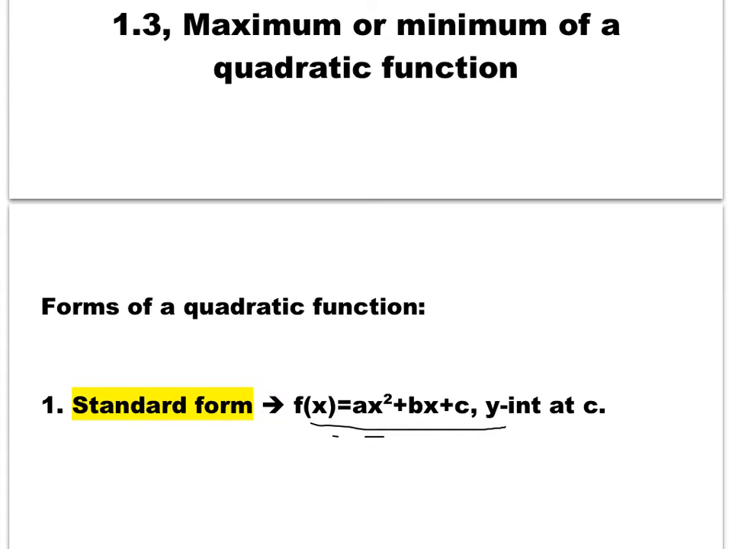Now the advantage of standard form, as we said before, is the y-intercept, which is the constant c. And remember, to find the y-intercept, we set x equal to 0. If you set x equal to 0, these two terms are going to be equal to 0, so you're going to end up with c, which is the y-intercept.